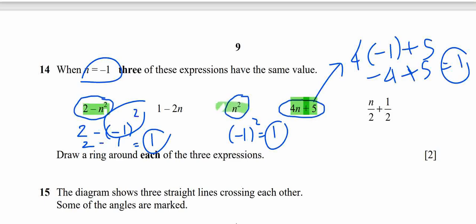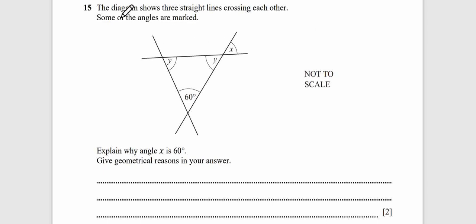Let's move on to the next number. Question 15. The diagram shows three straight lines crossing each other. Some of the angles are marked. Explain why angle X is 60 degrees. Give geometrical reasons in your answer. 60 seconds from now.